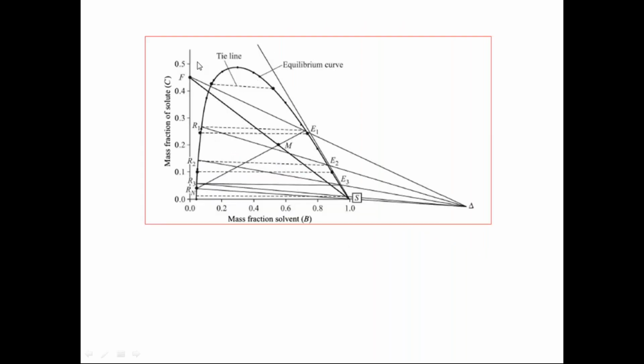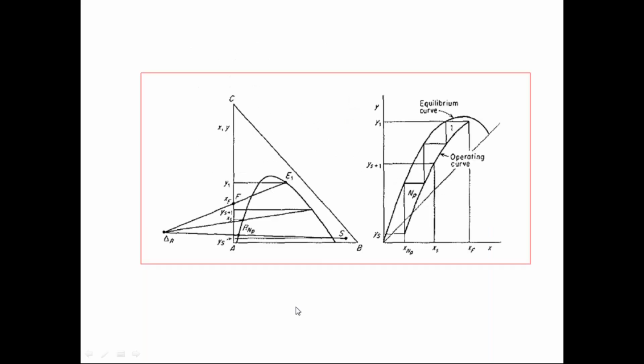In all the stages you can find out. This is the FS and this is E1, Rn. Then F and E1 will give the delta, and Rn and S will again give a delta point. Then draw. These are the operating lines of each stage. Then these are the tie lines which you draw. So estimating the tie lines is very important in this. So this is how you can find out the number of stages.